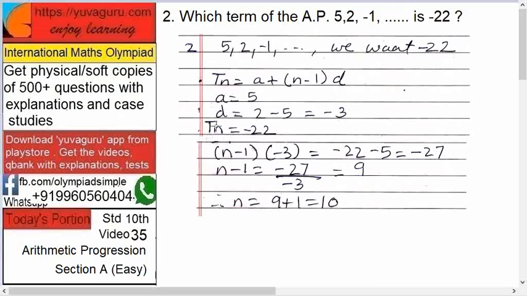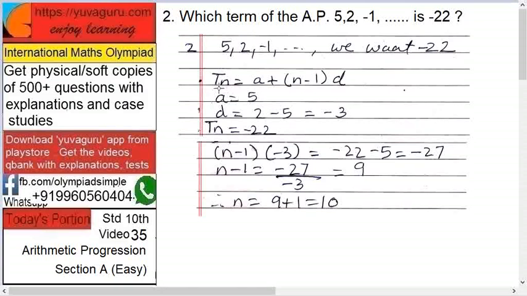Now what we want? See here, this number is given as minus 22. It means this Tn equals to minus 22. And then what have we to find? We know A, we know D. We have to find this N. Which number, means if you start counting, where will minus 22 be there? So, start that. Tn equals to minus 22. Okay. So, A plus n minus 1 into D.